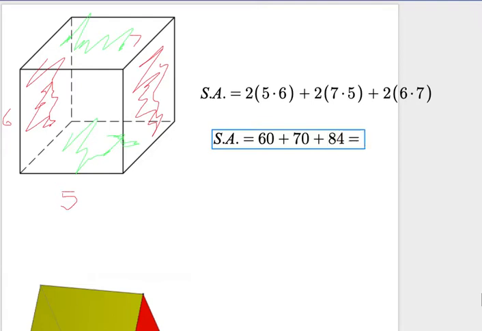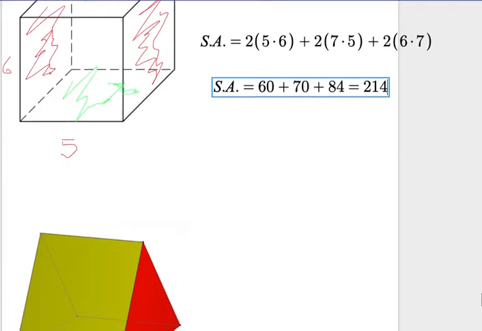And then the last thing I'm going to do is just add those up. So it looks like I have 60 plus 70 plus 84, and that's 214. And I did not put what the units would be, but they would be square units. So if I was using inches, I would put inches squared. If it was meters, I would put meters squared. Okay, so that's finding the surface area of a rectangular prism.